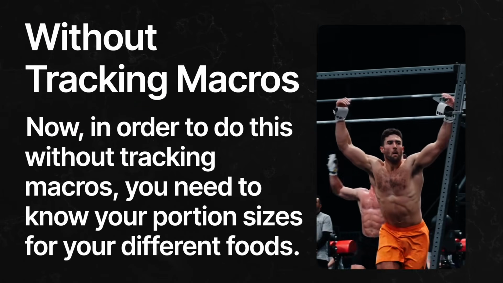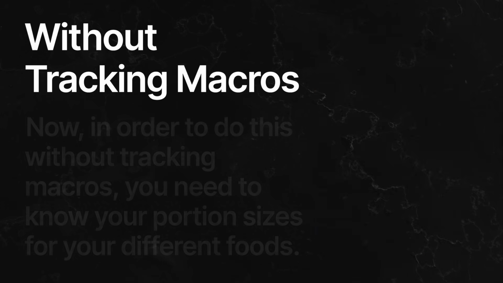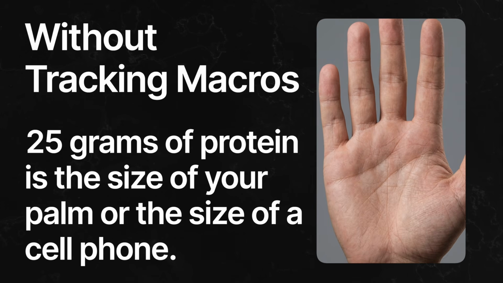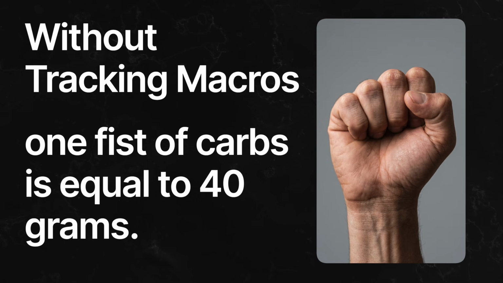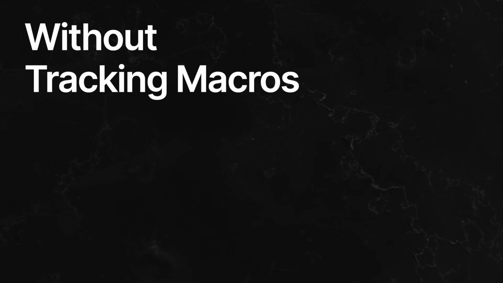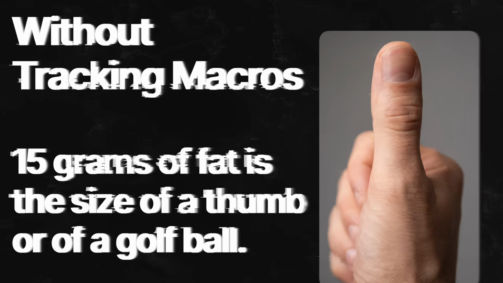Now, in order to do this without tracking macros, you need to know your portion sizes for your different foods. 25 grams of protein is the size of your palm or the size of a cell phone. Makes it pretty easy. In terms of carbohydrates, 1 fist of carbs is equal to 40 grams. Super easy. And 15 grams of fat is the size of a thumb or of a golf ball.